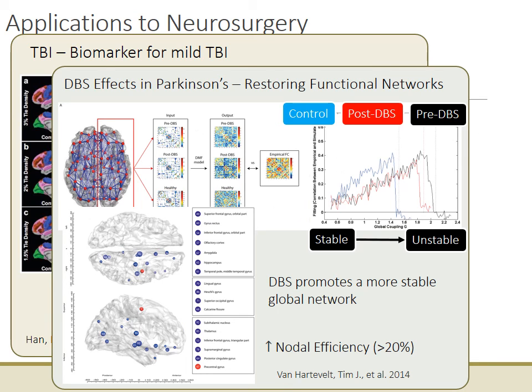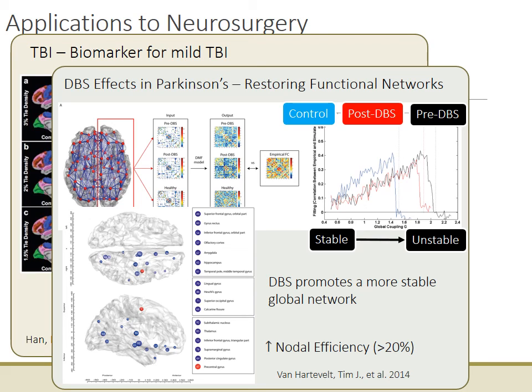The second one is DBS effects in Parkinson's. The researchers in 2014 wanted to look at how functional networks change before and after DBS implantation. So this particular patient had a right subthalamic implant, and they evaluated his fMRI before and after surgery. And they found that DBS promotes a more stable global network, and that's evidenced by the graph on the upper left.